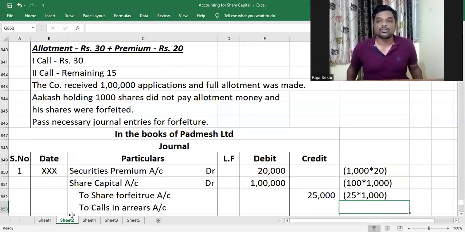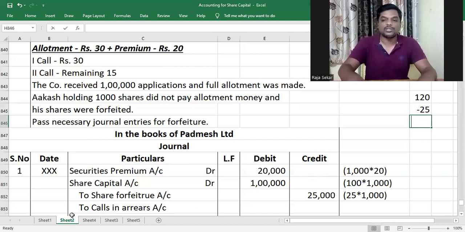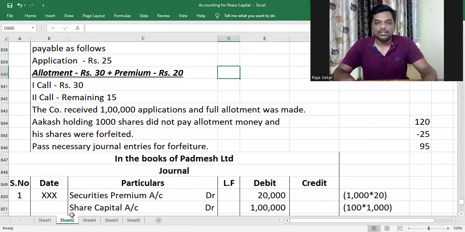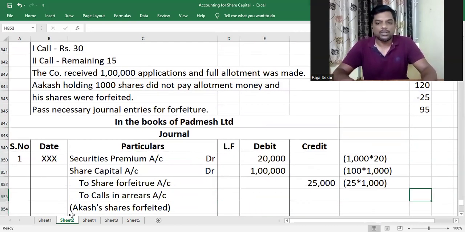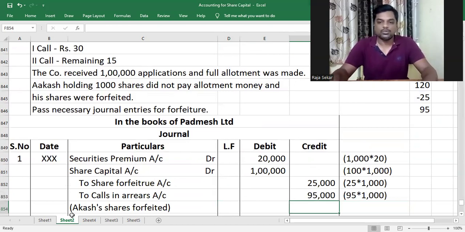And calls in arrears will be credited with the unpaid portion of capital and premium. Called up but unpaid portion of capital and premium multiplied by the number of shares forfeited. The total issue price of the share is 120, my dear children. Out of that, our friend has only paid application money of 25. So remaining 95 he hasn't paid. You can also find this number from the calls that he has not paid. He has not paid 50 rupees in allotment, 30 rupees in first call, and 15 rupees in second call, and that adds up to 95. So the amount will be 95 multiplied by 1,000, which is 95,000.